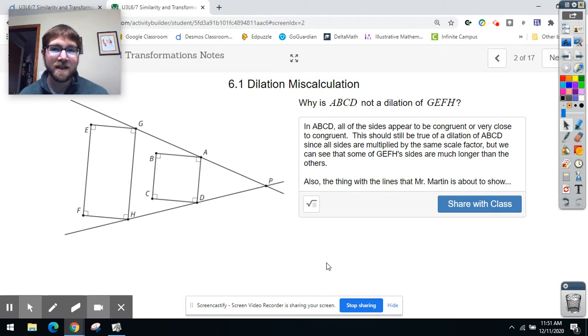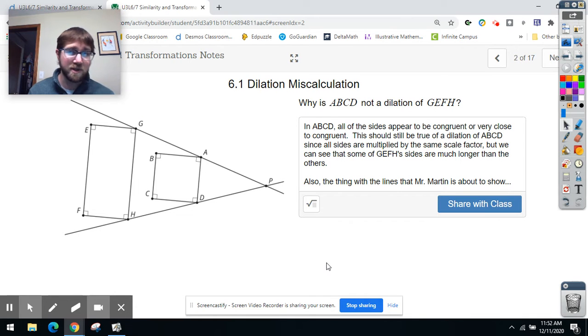On slide 2, why is ABCD not a dilation? Well, the first one's a square and the second one's a rectangle, right? So obviously, if your original shape has all of the sides really close to the same, when you dilate it, all the sides should be really close to the same still, okay? Because everything gets multiplied by the same number, the same scale factor in a dilation. And that didn't happen here, clearly.